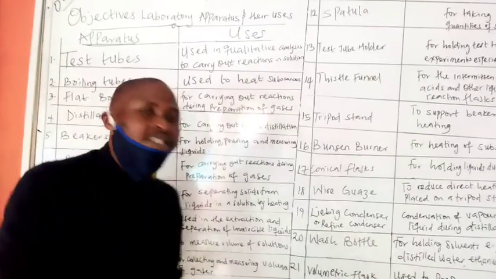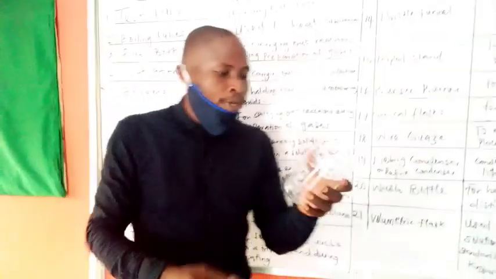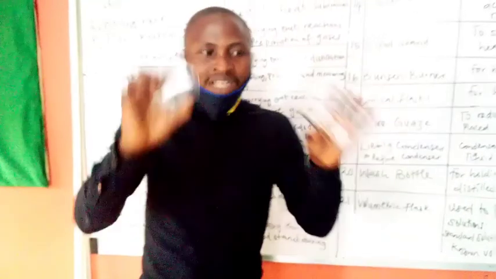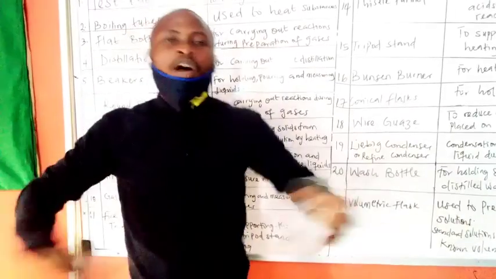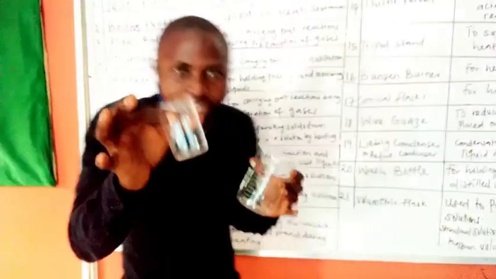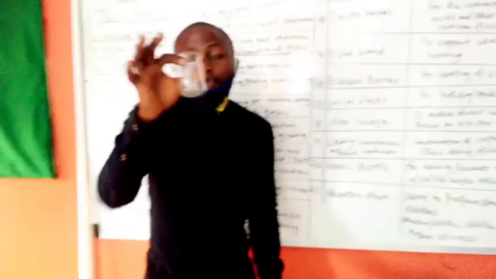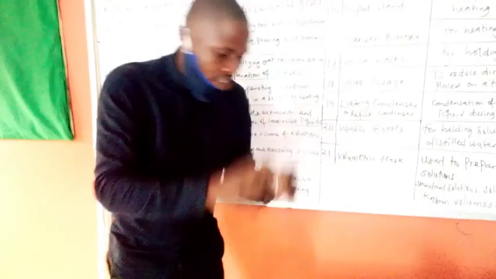Then we have beakers. Beakers are used for holding and measuring volumes. They are of different sizes. This is a size of 100 ml, and this is a size of 600 ml. You can use it to hold any liquid that you want to hold. For instance, any reagent in the laboratory, ammonia, sodium hydroxide, dilute HCl, H2SO4, nitric acid, and the list goes on. You use this to hold volumes, to hold solutions, and of course, to measure, because it is graduated.